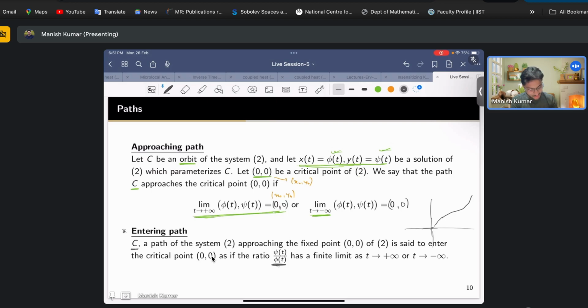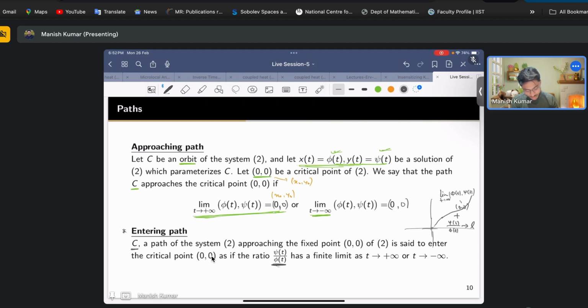So the first condition is that it should tend to 0, that is, the limit of phi t and psi t should go to 0. This is the first condition, the approaching path. And for an entering path you need one more extra condition, which is that the ratio psi t over phi t should also converge to some finite limit L as t goes to infinity or as t goes to minus infinity, any one of them.